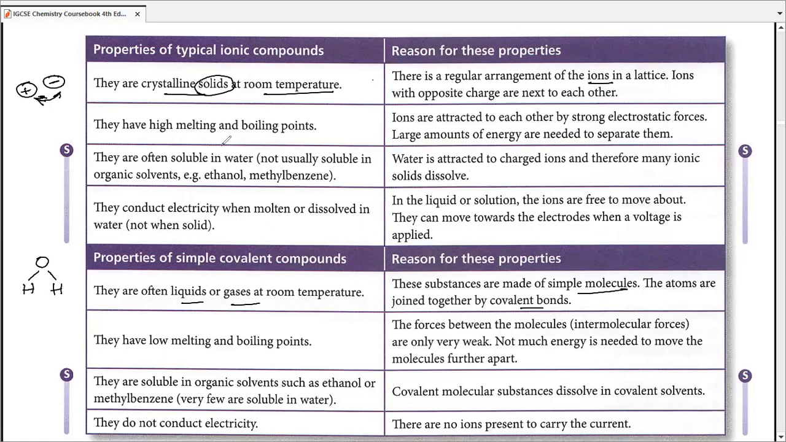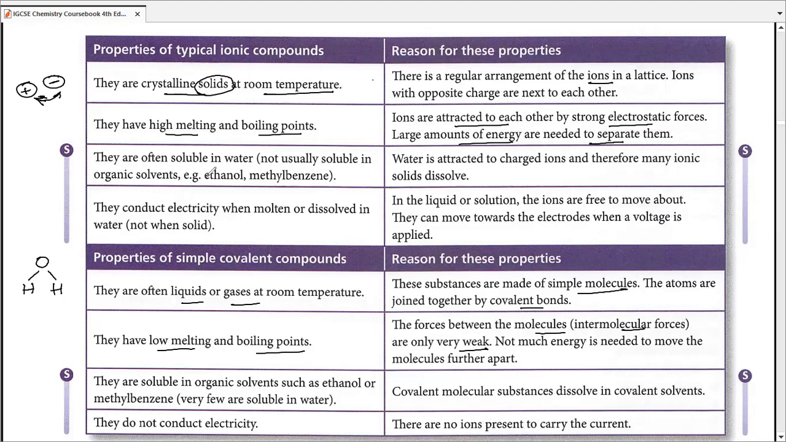Moving on, as a second point, the ionic compounds have high melting and boiling points. As ions are attracted to each other by strong electrostatic forces of attraction, a large amount of energy is needed to separate them. On the other hand, the simple covalent compounds have low melting points and low boiling points. That's because the forces between the molecules, which we actually call intermolecular forces, are very weak. There isn't much energy required to move the molecules further apart from one another or convert them from solid to liquid or from liquid to gas, hence low melting and low boiling points.